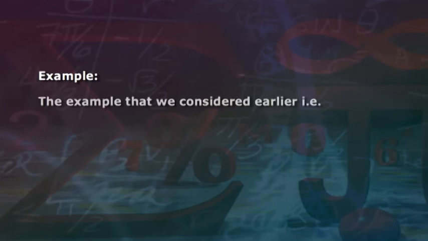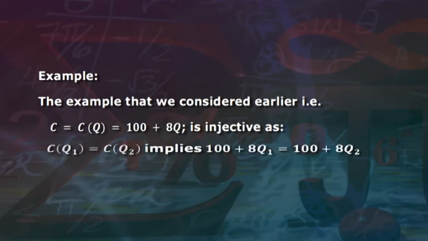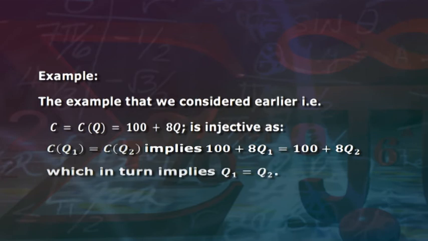Example. The example that we considered earlier, that is C = C(Q) = 100 + 8Q, is injective, as C(Q1) = C(Q2) implies 100 + 8Q1 = 100 + 8Q2, which in turn implies Q1 = Q2.